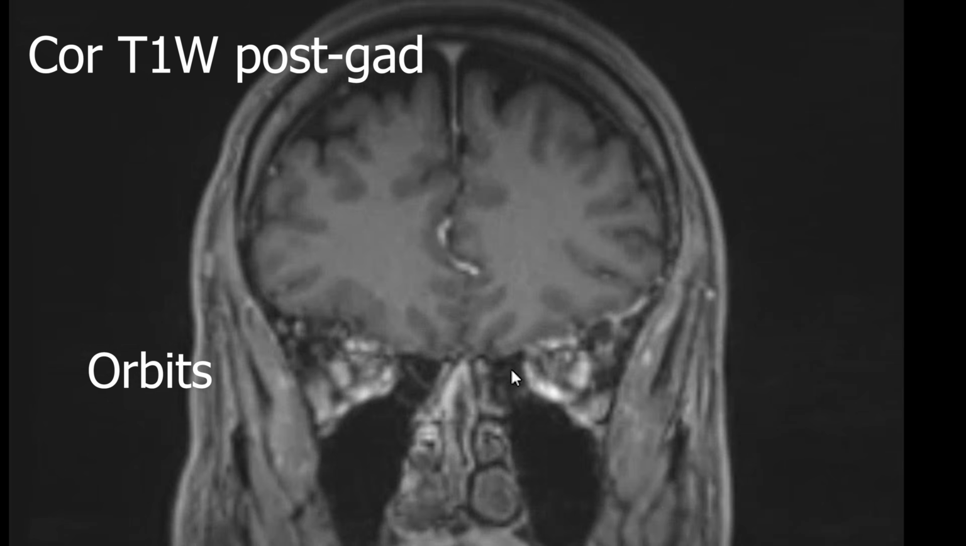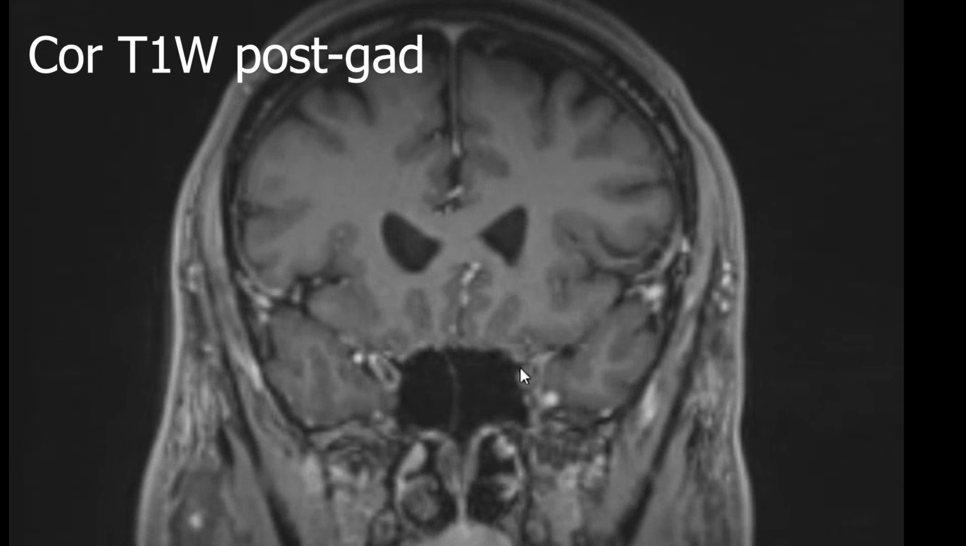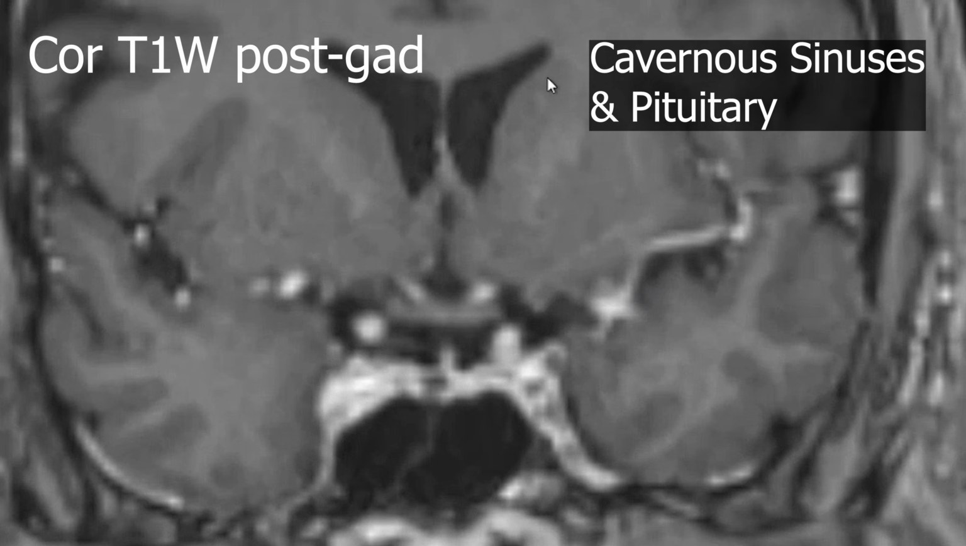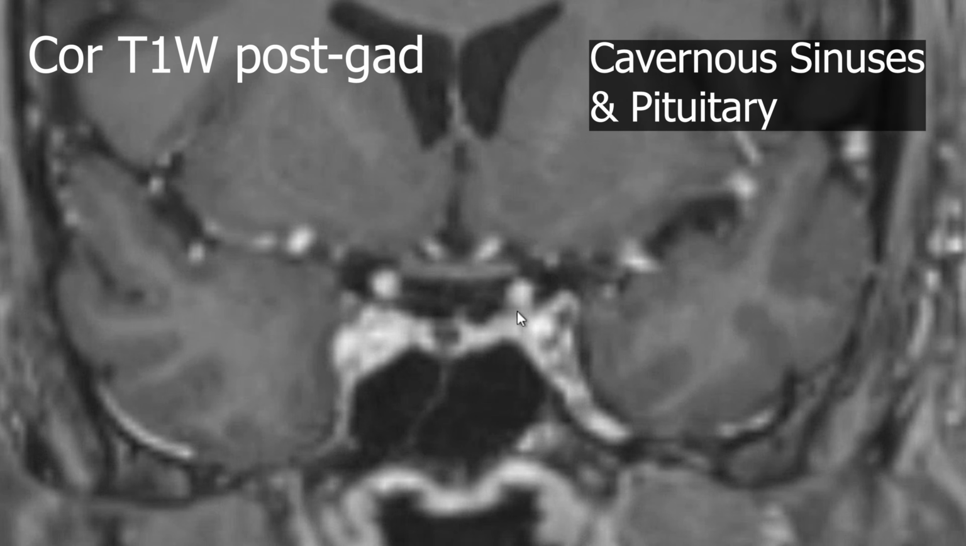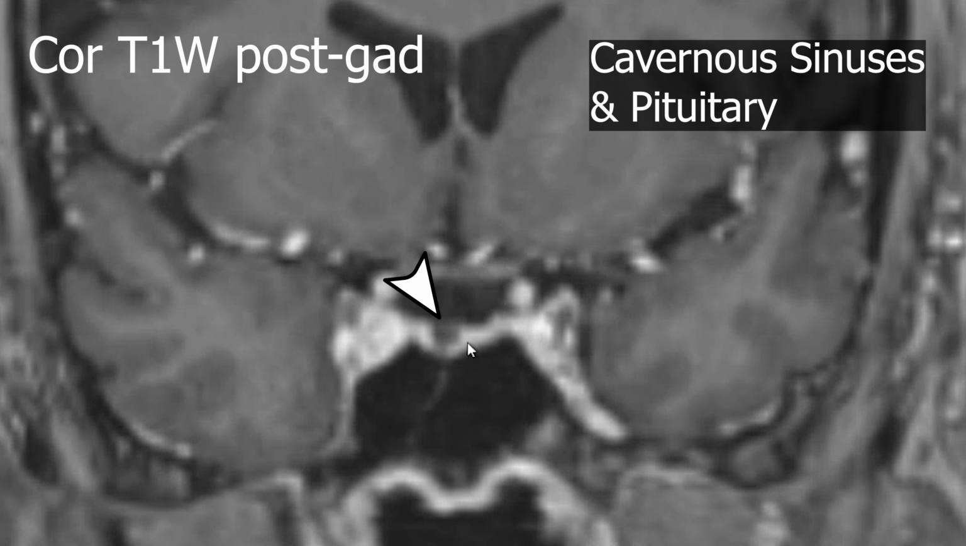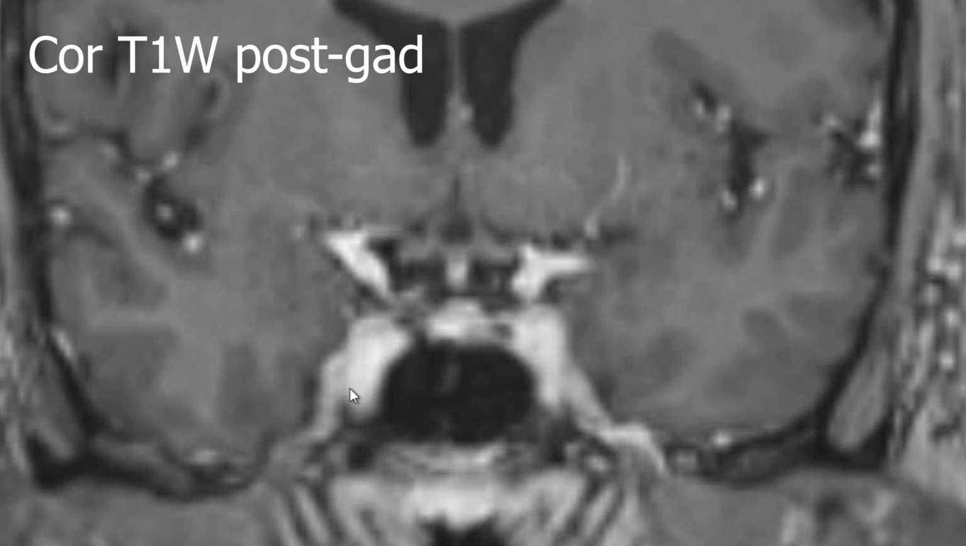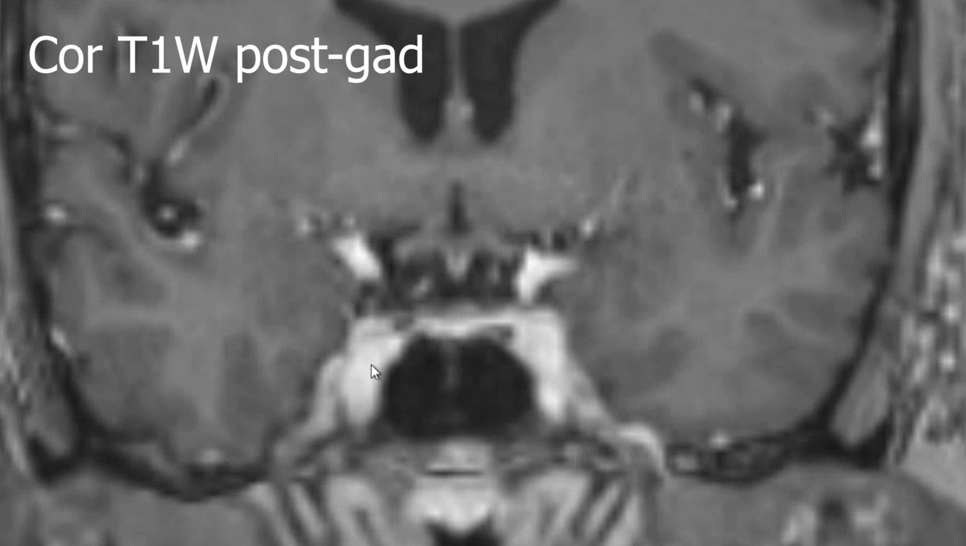I will go further back and focus my attention on the cavernous sinus and the pituitary gland. Let me zoom in a little bit. This is the pituitary gland, and you can see we can beautifully see a 2 millimeter microadenoma in the pituitary in this patient, and we see the beautiful delineation of the cavernous sinuses on both sides.